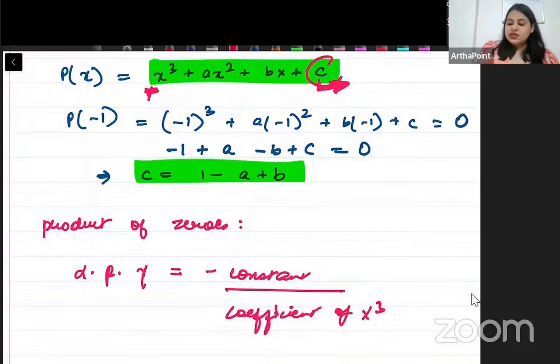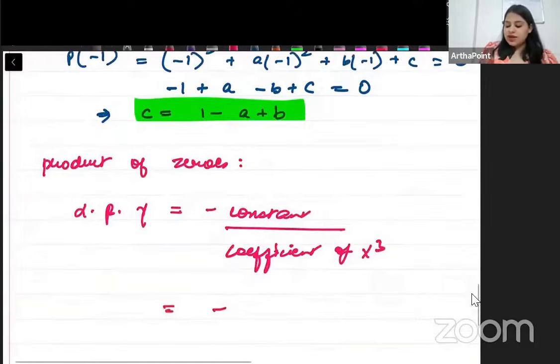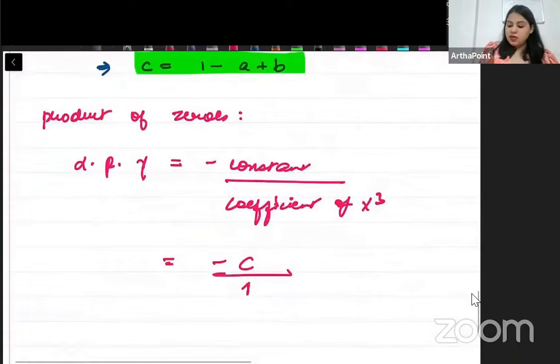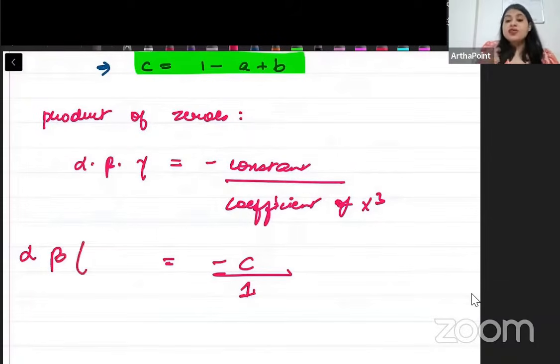So the constant term is c. So this should be equal to minus c, and the coefficient of x cube is 1, so minus c by 1. So beta, one of the zeros can be alpha, the other zero can be beta. But one of the zeros is given to me, na? And what is that zero that is given to you? That is given to you as minus 1. Right? The third zero is given to you as minus 1.